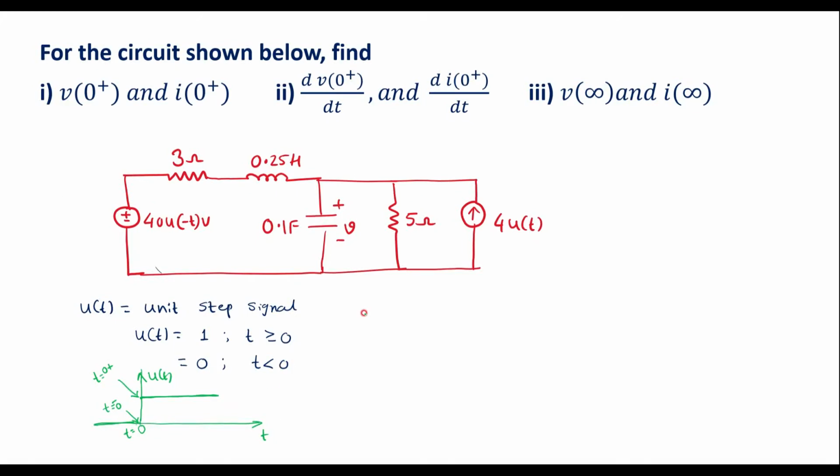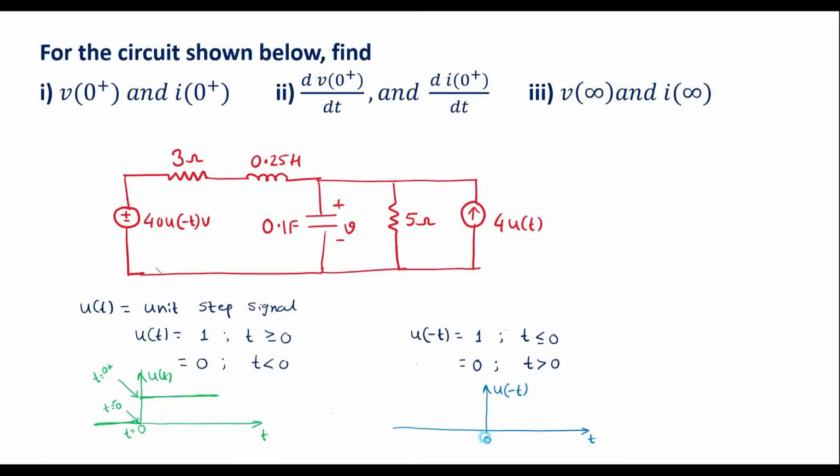Now similarly, we will see what is u of minus t. U of minus t is equal to 1 if t value is less than or equal to 0 and its value is 0 for t greater than 0. So let this be u of minus t. So this is the time axis.